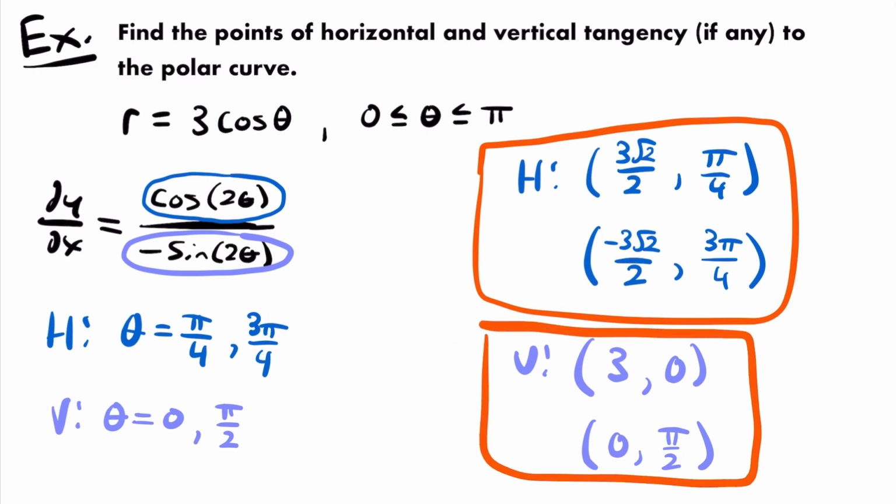Okay, and so now we're done. We found these 4 points, which make up all the points of horizontal and vertical tangency for the polar curve represented by this polar equation. We have 2 points of horizontal tangency and 2 points of vertical tangency.